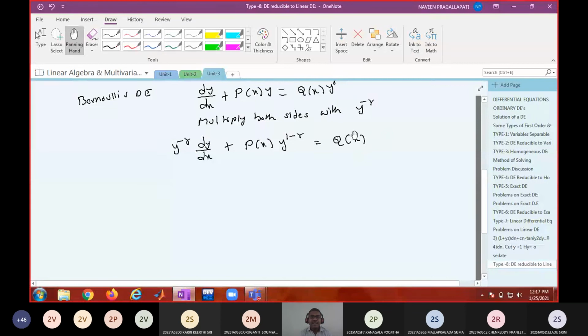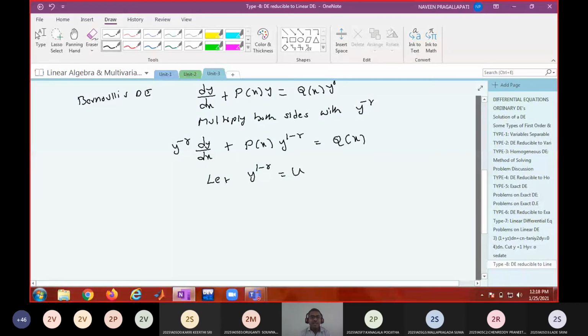Now, the right hand side, our problem got reduced. We wanted a function of the independent variable, and we got it. Now, what is the problem in the left hand side? We want the dependent variable's degree to be 1, but here y power 1 minus r is there. So we take a substitution: y power 1 minus r equal to u.